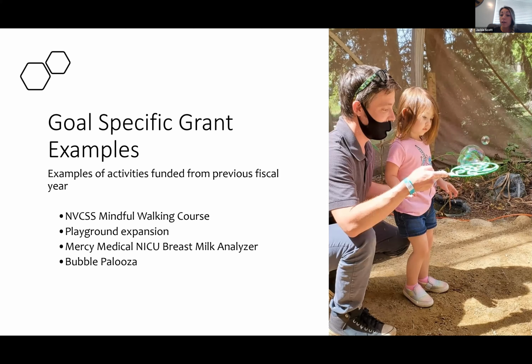Again, a playground expansion. This kind of fit under goal specific grant because it was a higher cost for one of our larger preschools that was taking more children and just really needed extra equipment to accommodate them. So just some examples of the goal specific grants.